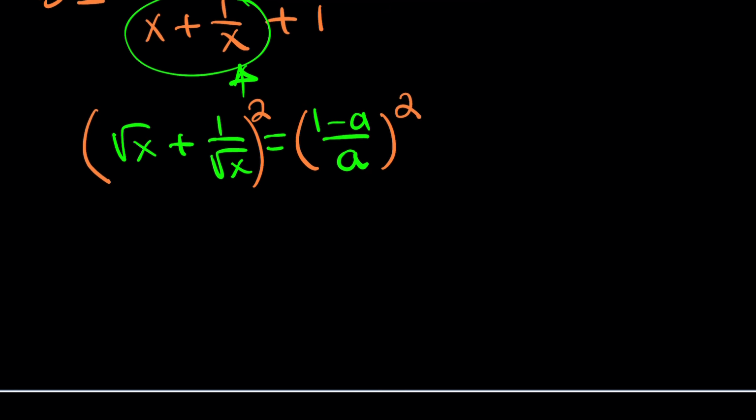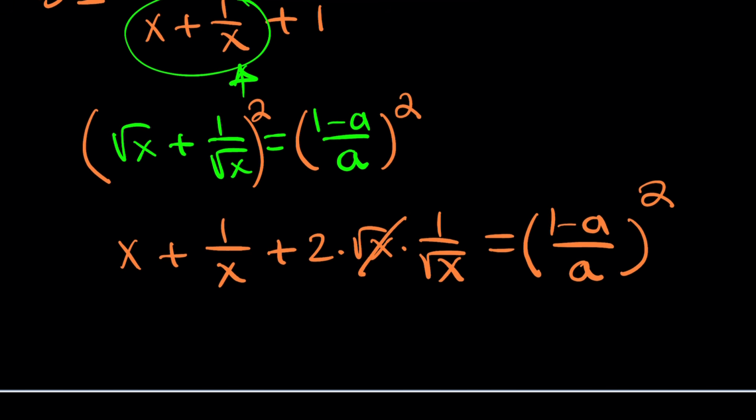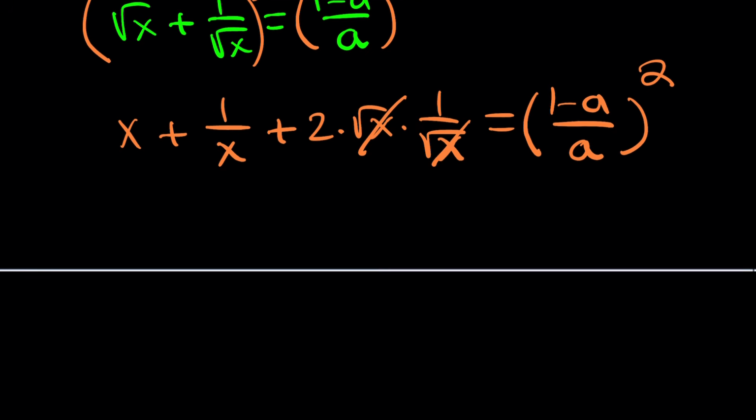Now, when you square a plus b or x plus y or m plus n, you're going to square the terms and then do the 2ab thing. So it's going to be x plus 1 over x plus 2 times square root of x times 1 over square root of x. Of course, that cancels out. That's the beauty of this problem. And we did a similar problem before, by the way, a long time ago. But it wasn't a radical.